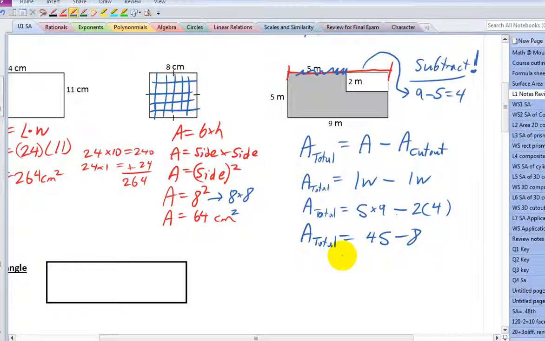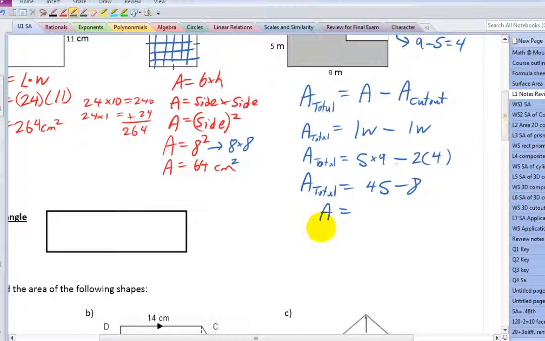45 minus 8. What do we have? Yep. Awesome. 37 meters squared. Hands up if you got that. Perfect. Make sure you follow BEDMAS. BEDMAS tells us do your multiplication first. And the last thing you're going to do is subtract your answers. Okay, so you've got to follow BEDMAS. Brackets, exponents, divide slash multiply, add slash subtract.